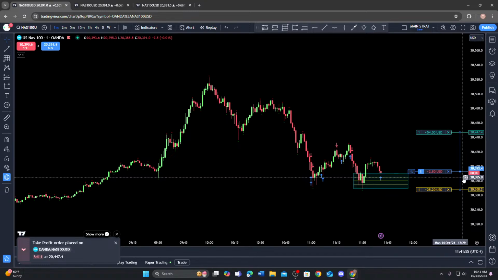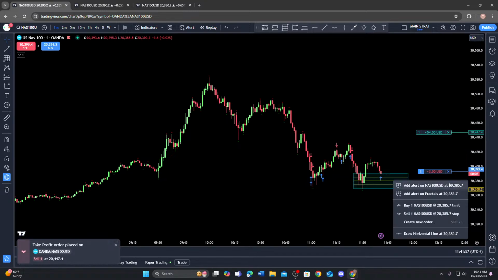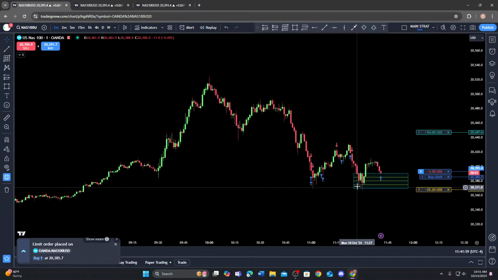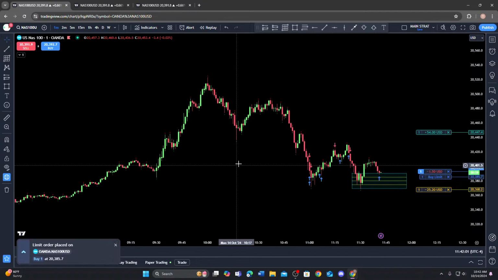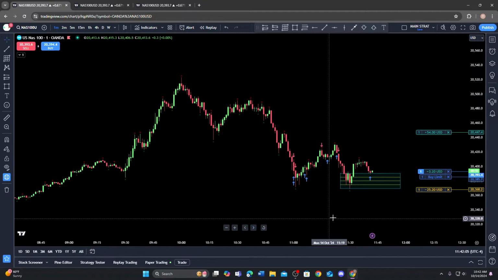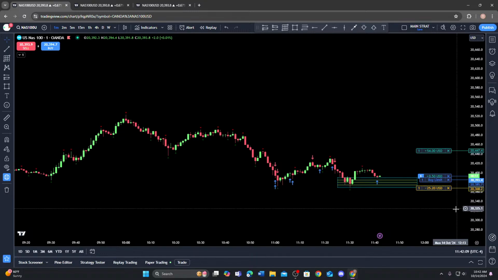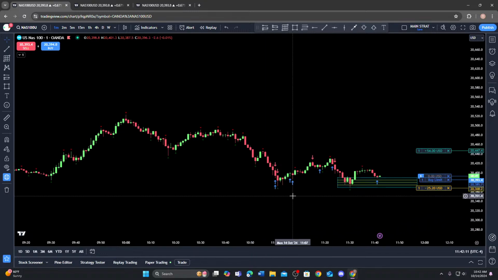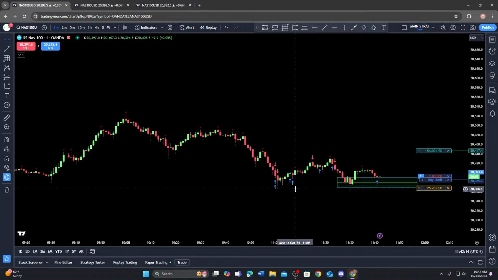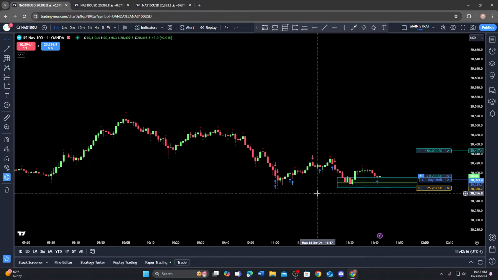Then I will take another buy here if it goes down there. What I used to trade moving averages before I came across ICT.